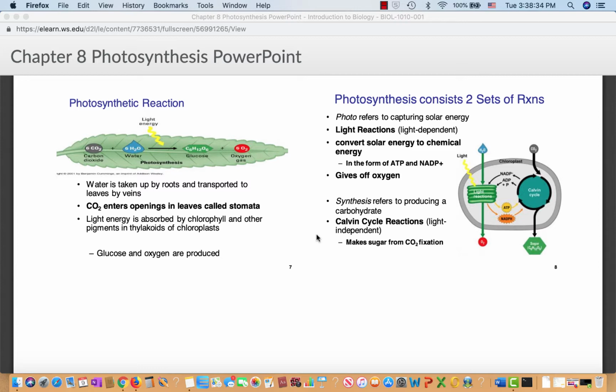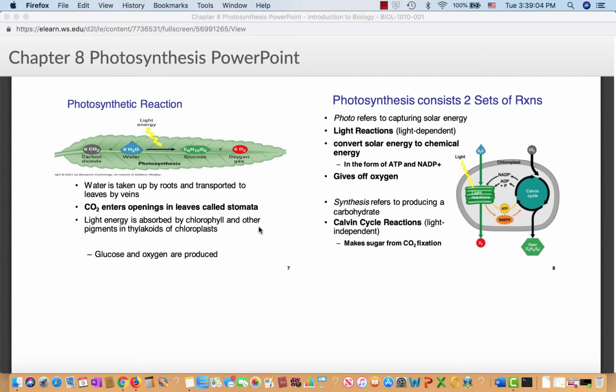So water is taken up by the roots and transported to the leaves by the veins in them, and we'll talk more about how that occurs in a following chapter. CO2 enters the leaves through stomata. Again, more detail later. And then light energy is absorbed by chlorophyll and other pigments in the thylakoids of the chloroplasts. Then you get your glucose and oxygen at the end of that.